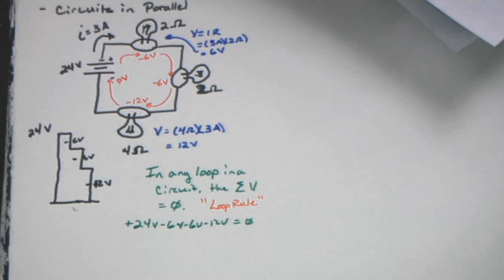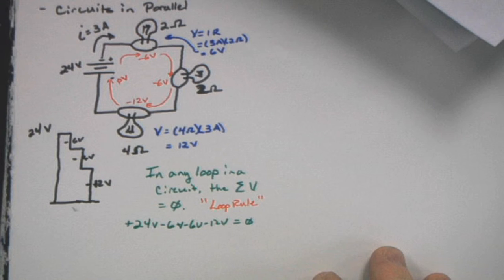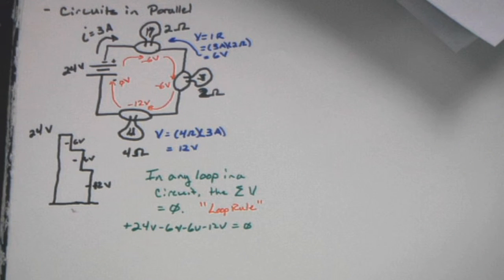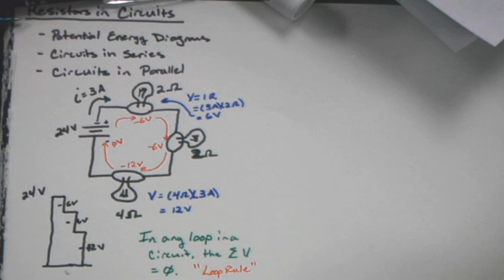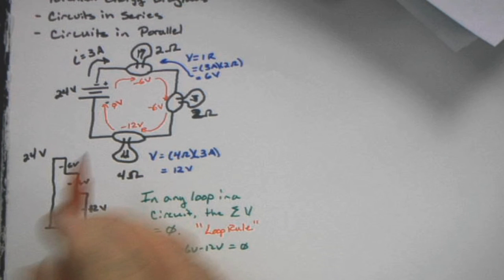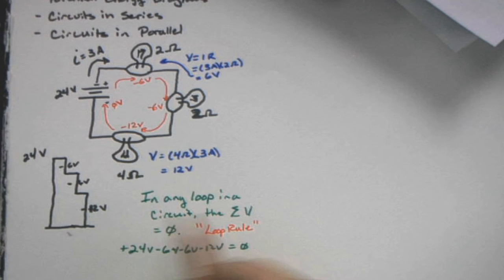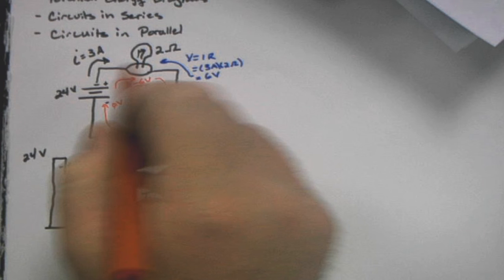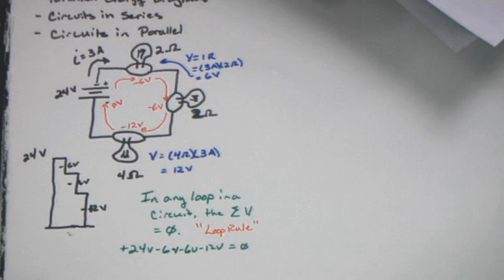Okay, this is the loop rule. We're going to get to another one called the junction rule in a little bit when we start talking about circuits in parallel. But talking about the junction rule right here is kind of redundant because we don't really have any junctions. So that's our potential energy diagram, and this is important when we start talking about the loop rule and the voltages in our circuit and assigning them.